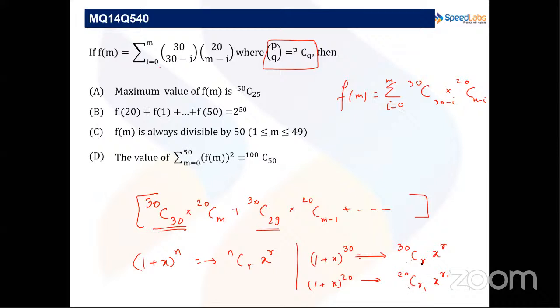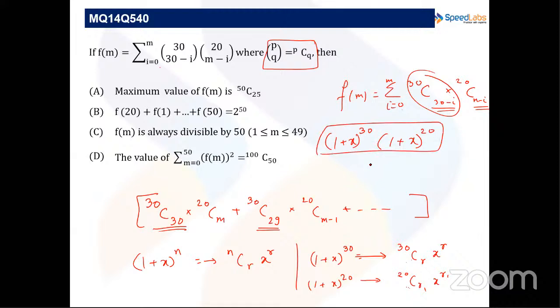Multiplying these two coefficients and adding r plus r1, this will give us the coefficient of x to the power m in the expansion of (1 plus x) to the power 30 into (1 plus x) to the power 20. We are getting the coefficient of x to the power m from these two terms.